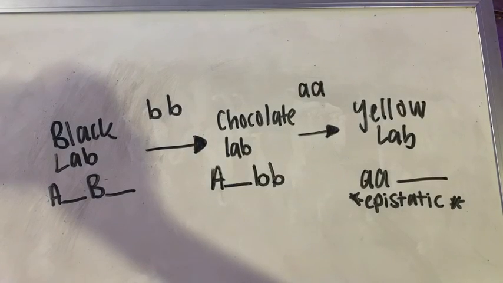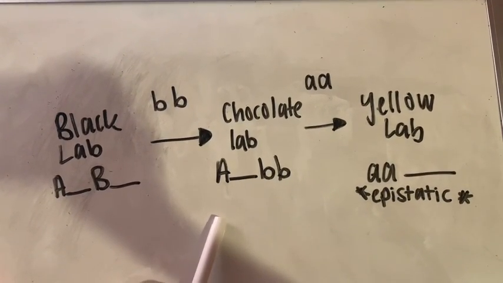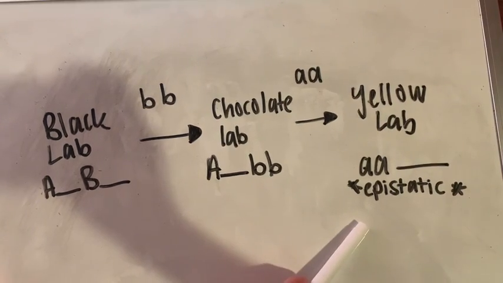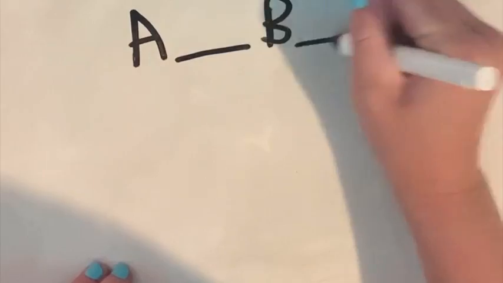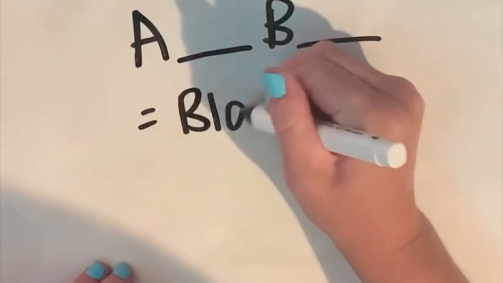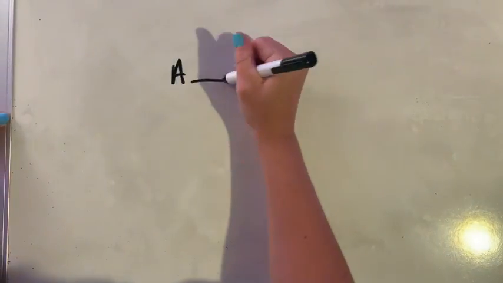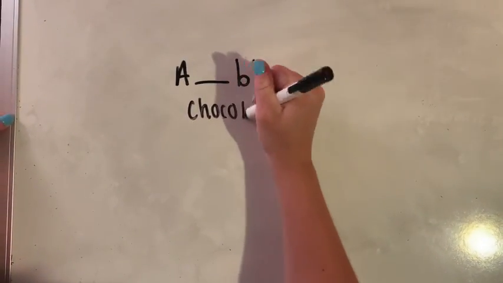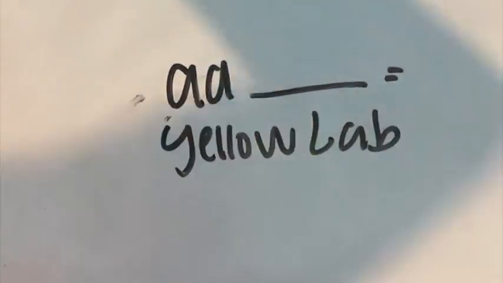Epistasis can be illustrated as a pathway, and in this sense, let's assume that we will be describing the path it takes to produce a lab. Let's assume that a big A paired with another A and a big B paired with another B, whether that second allele be big or small, produces a black lab. If you had two little B's, it would yield a chocolate lab. If you had two little A's, regardless of what else it is paired with, it would produce a yellow lab.